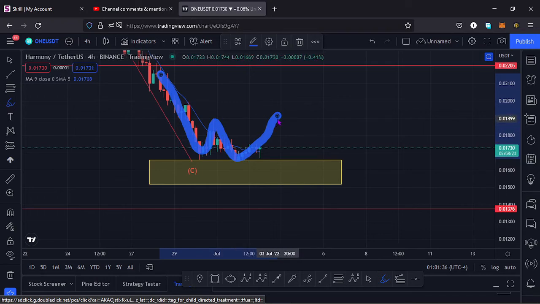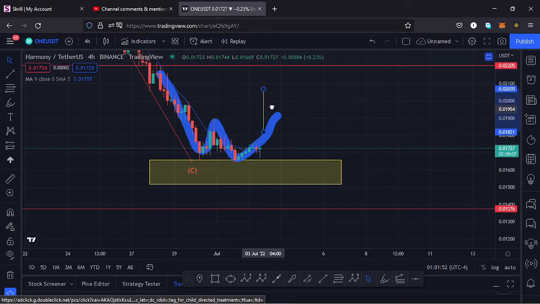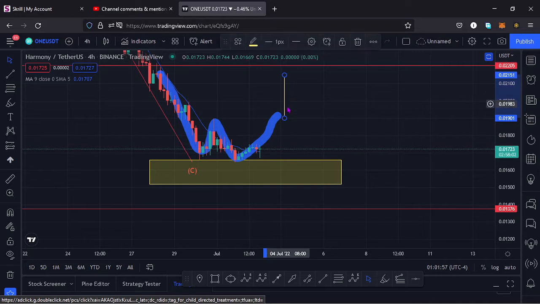The next thing that I'll expect is that we break out to the upper side, and the target for that breakout is the height of the neckline of this double bottom. If I take that height and place it above the $0.19 mark, that shows us that this breakout to the upper side can take us to around the $0.02 mark. So that's a very likely move to the upper side, and I'll be waiting to see whether this will play out, and I'll also keep you updated.